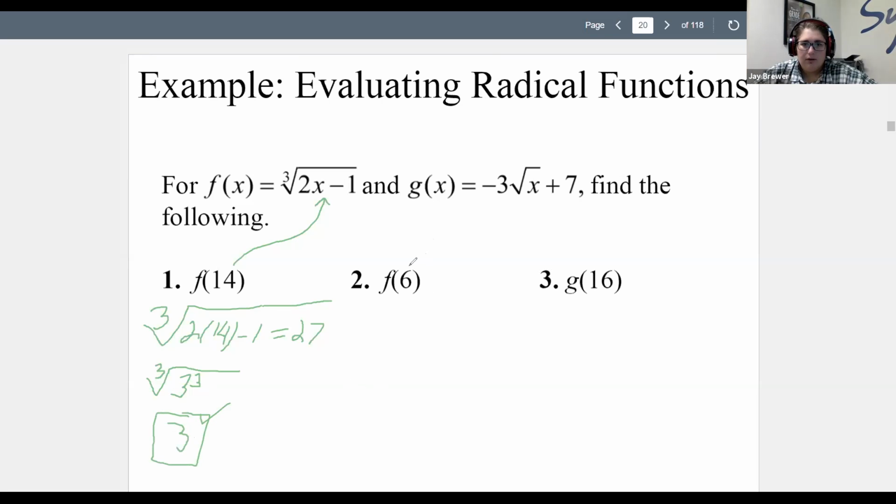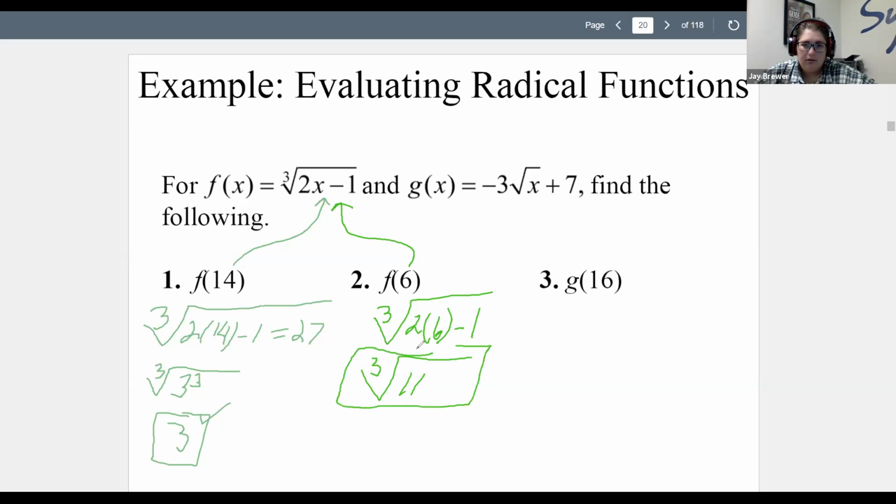All right, so we're going to do the same thing for 6. We're going to plug it into the x for the f function. So 2 times 6 minus 1. 2 times 6 is going to give me 12, minus 1 is 11. Can I do anything with 11? No, it's prime. I'm done. There you have it.